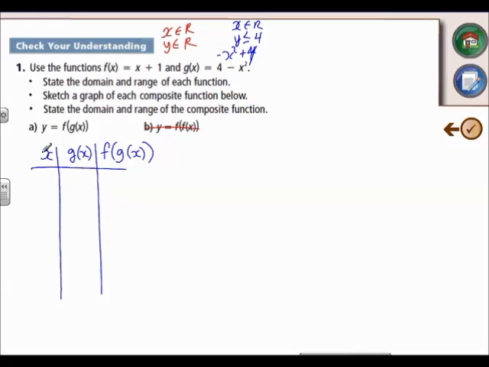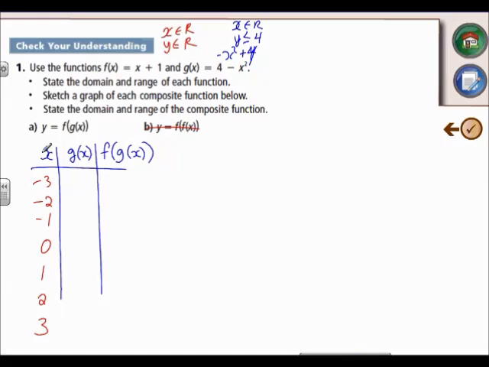Let's pick some values. Hey, you know what? The values we've been using so far are as good as any. Negative 3, negative 2, negative 1, 0, 1, 2, 3. If you're picking values for yourself, pick some negatives, pick some positives, pick 0. See what happens at all those places. All right, let's carry it through.